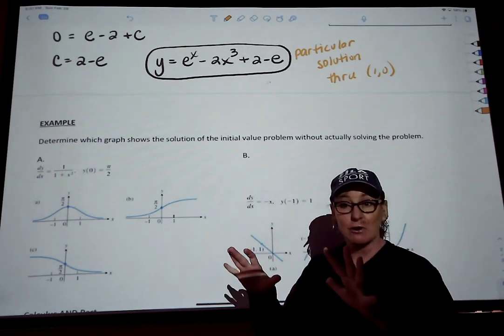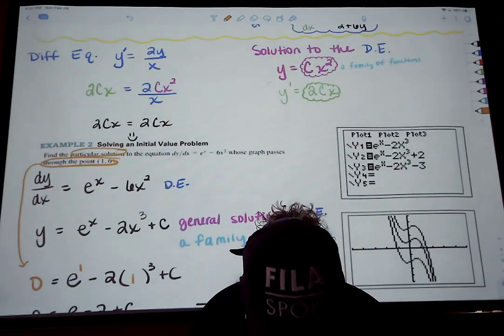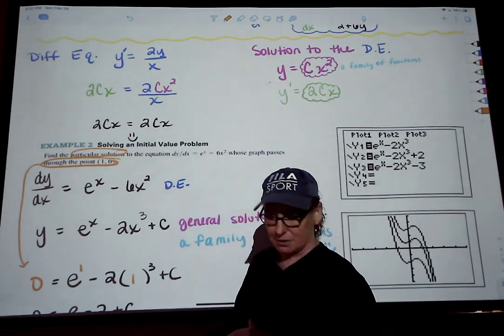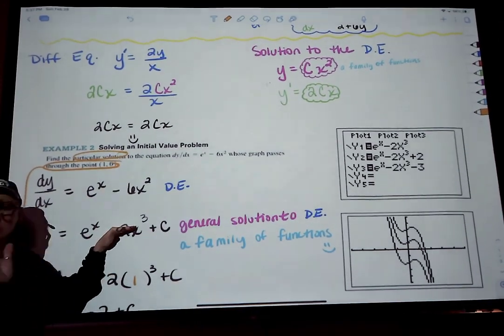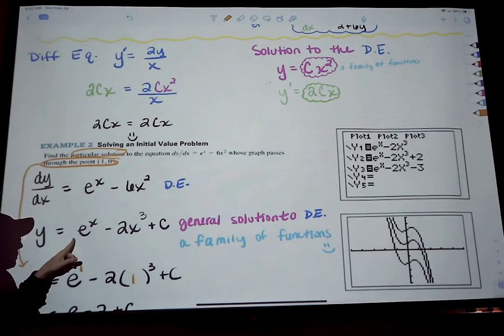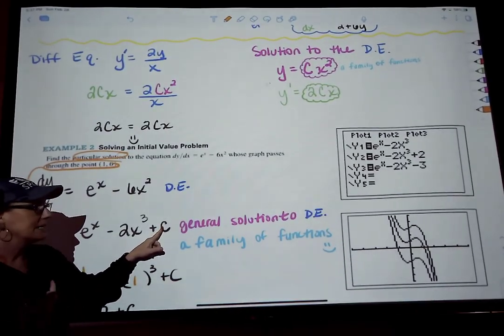Okay, now before we move on, I want to make sure you understand all this. So this was my family of functions. I did a simple antiderivative, and this is what I got. This was my family of functions. It's called a general solution. Now, here's what I did.